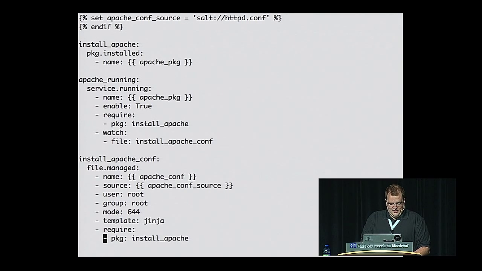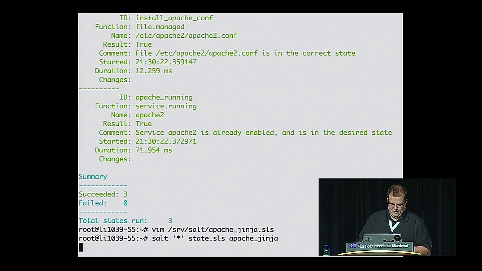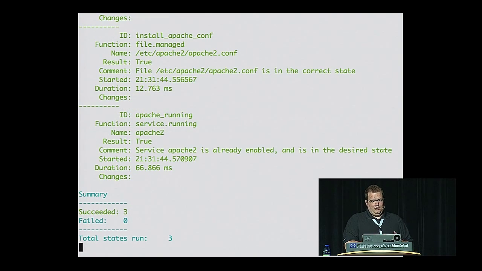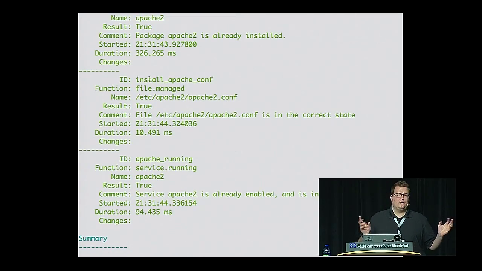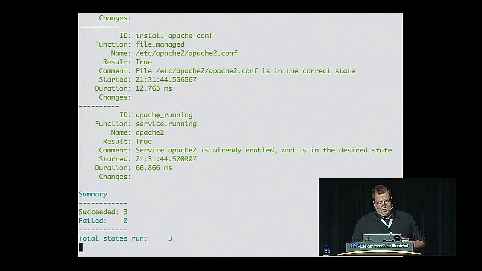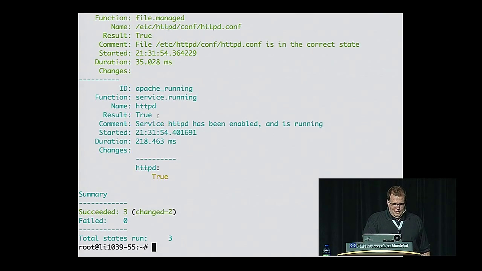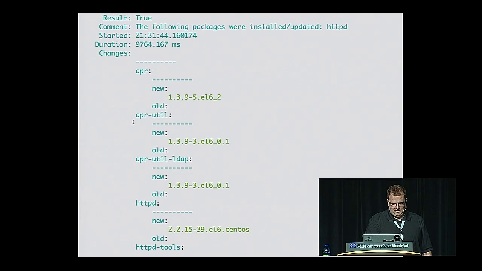So if we run this, now we can run it on all of our minions. State.sls, Apache Jinja. Our Ubuntu and Debian minions came back almost immediately again because they don't have any work to do. So they're just snappy. They just come right back. And we're still waiting on our CentOS machine. There it goes. So it installed Apache. It didn't have to install nearly as many dependencies.